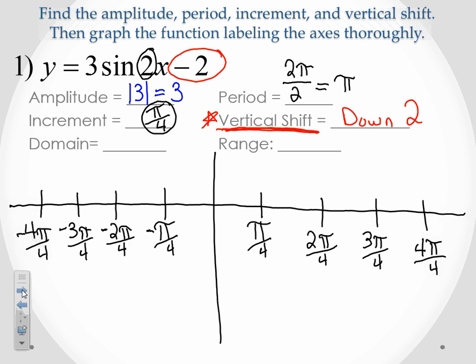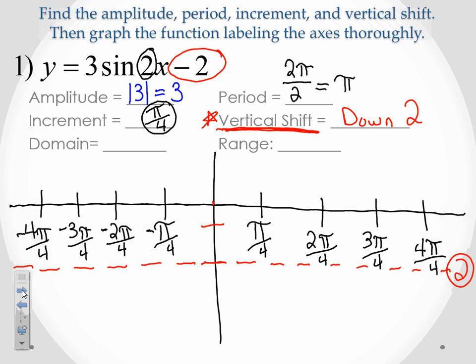So our vertical shift is going to make us go up or down. In this case, we're going down 2. So we start at our center, and I'm going to go down 2. I'm going to draw a dotted line in a different color. I'm using red. You guys want to use a different color when you are drawing your vertical shift.